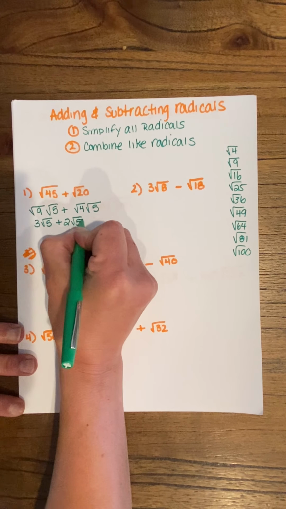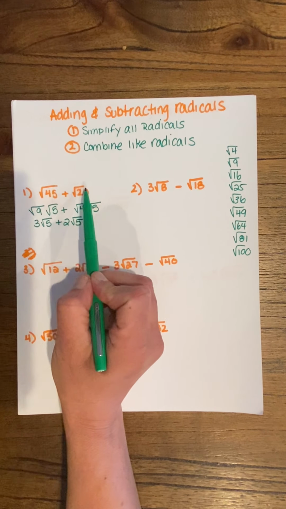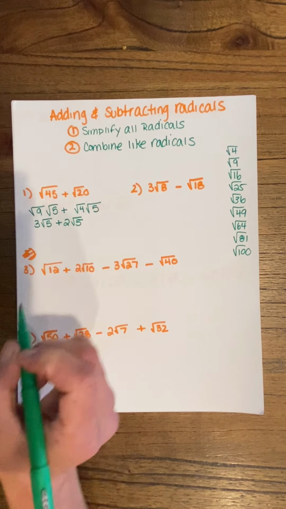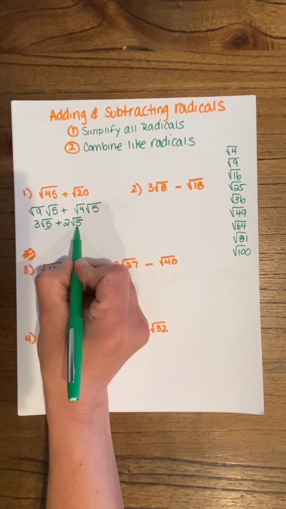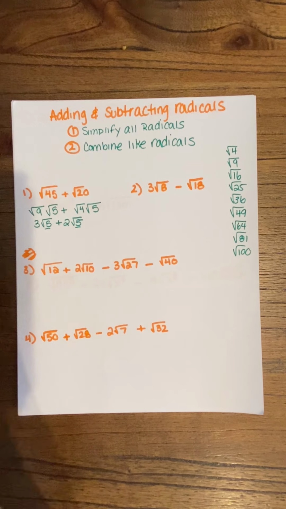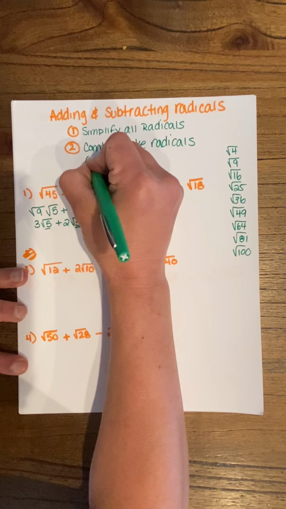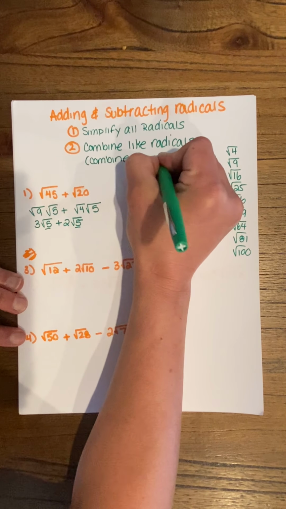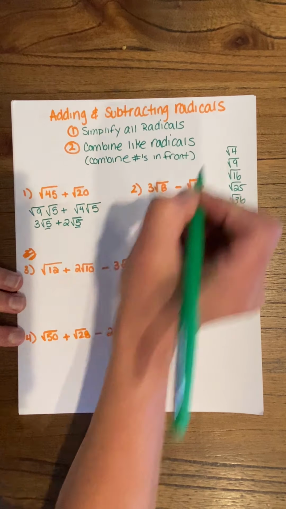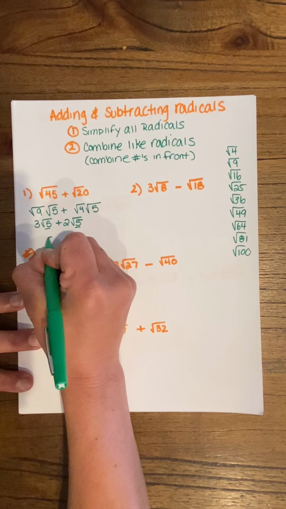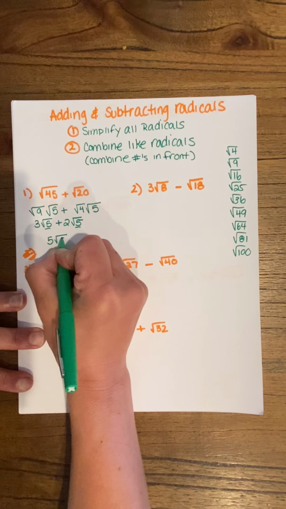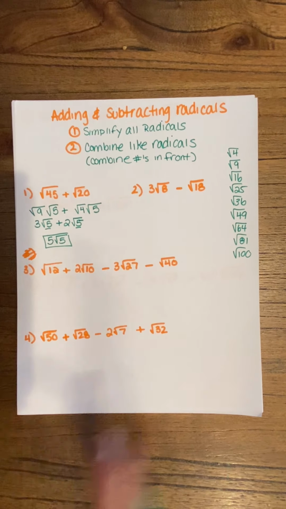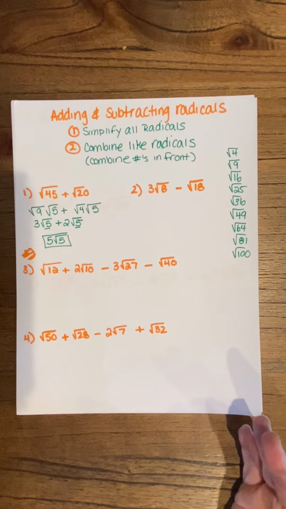Now that I have these simplified, instead of adding rad 45 and rad 20, what I'm really trying to add here is 3 rad 5 plus 2 rad 5, which I am allowed to add because they're both radical 5's. When you combine like terms, you only combine the numbers in front. In this case, all I'm going to combine is the 3 and the 2, and I get 5, and then I'm just going to bring down the rad 5. It's like when you combine 3x and 2x, you just get 5x. The x doesn't change. Same thing here, the rad 5 doesn't change.